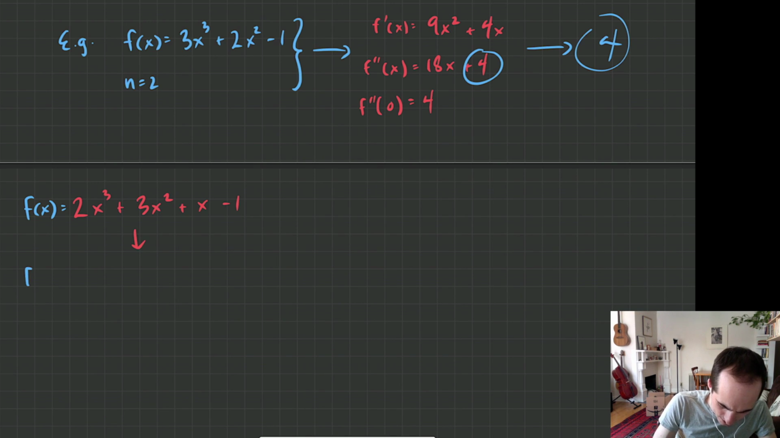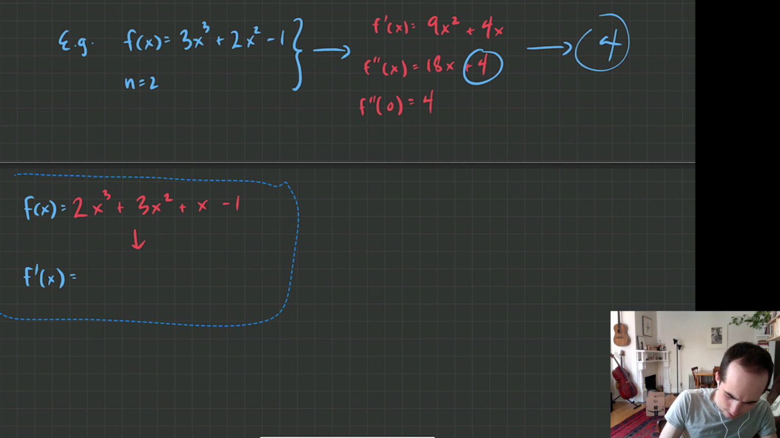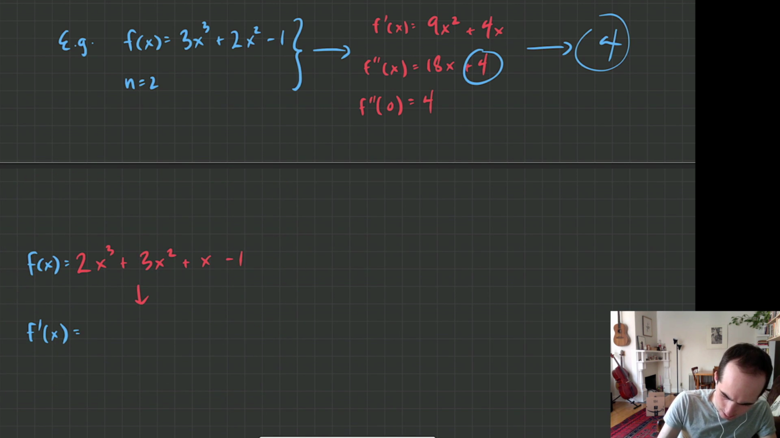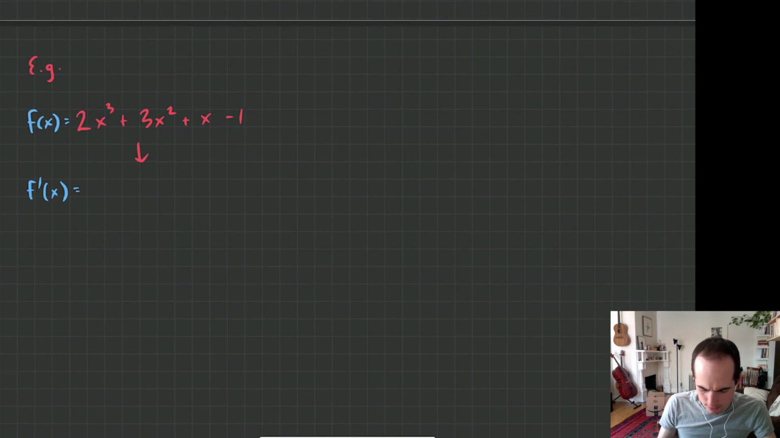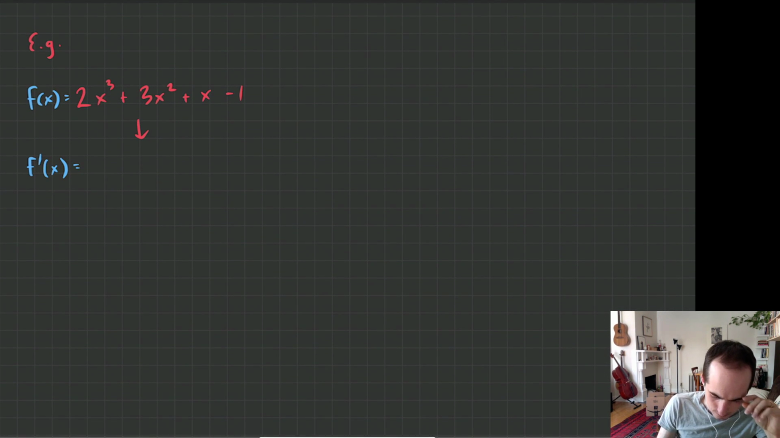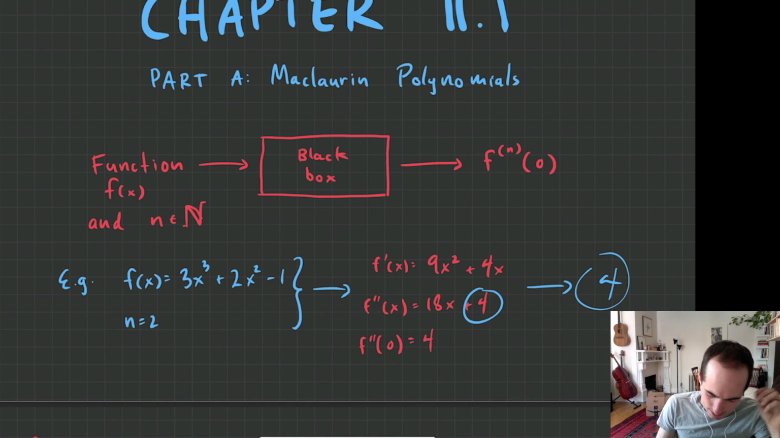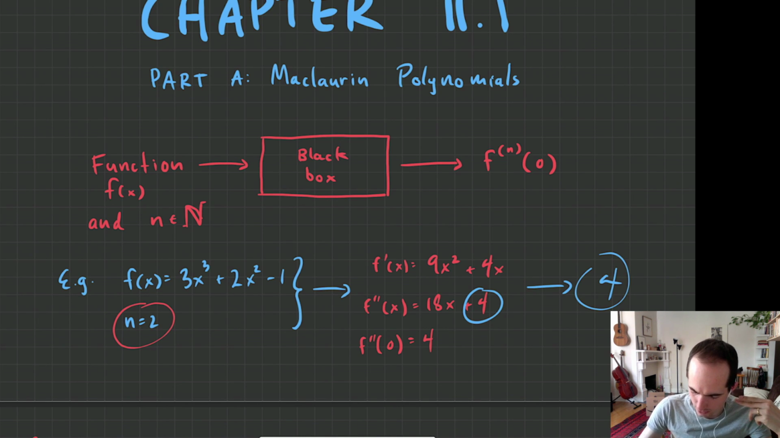Okay, so let's find what f prime of x is. So this is a new example. I'll write e.g. just so you can be sure. Okay, there we go. So this is a new example. Okay, so the black box, you take a function and you also choose a positive integer n. In this case, we chose n equals 2 because we took the second order derivative. So that's f double prime. That's what the 2 was for.